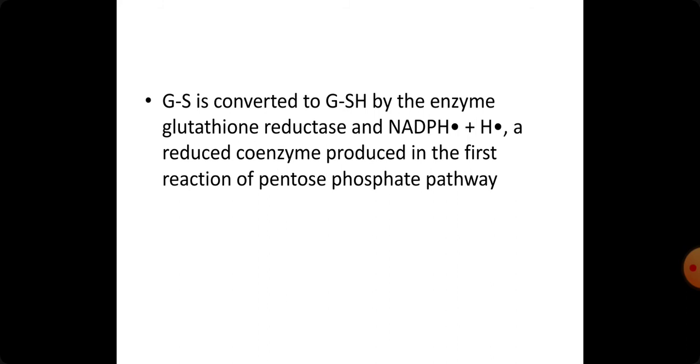GSSG, that is the oxidized glutathione, is converted to GSH, that is reduced glutathione, by the enzyme glutathione reductase and NADPH. This NADPH is supplied by the pentose phosphate pathway.